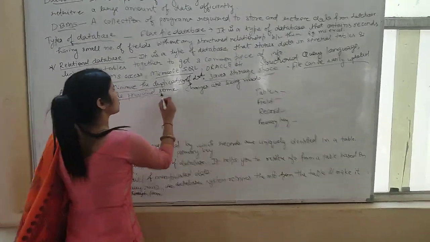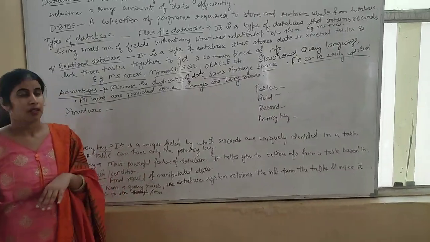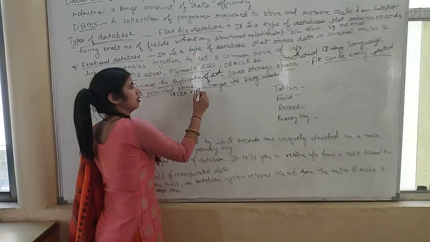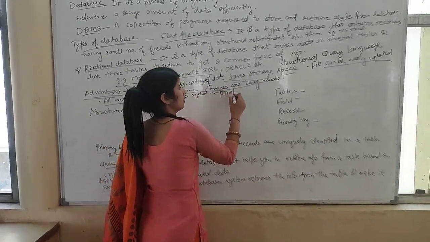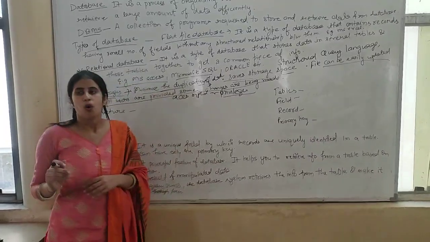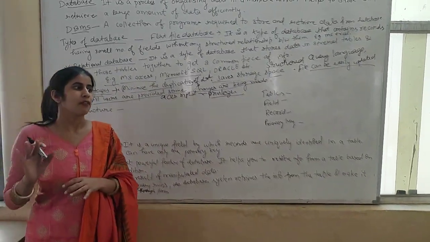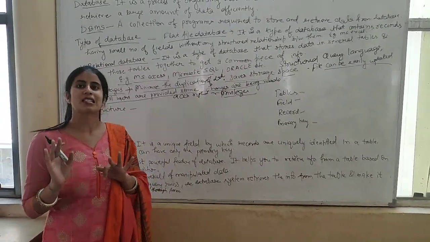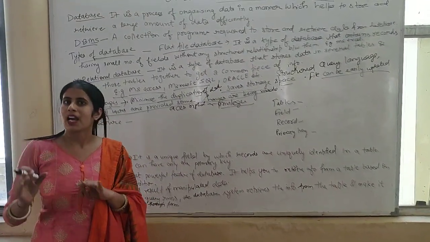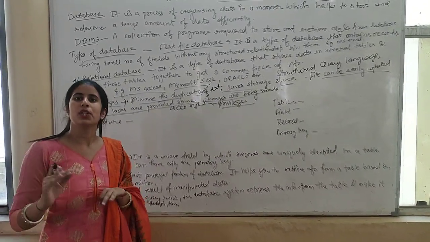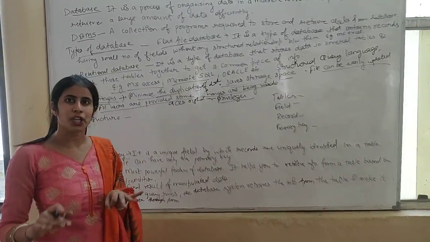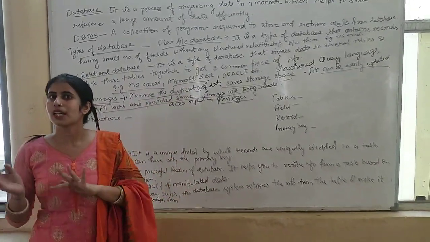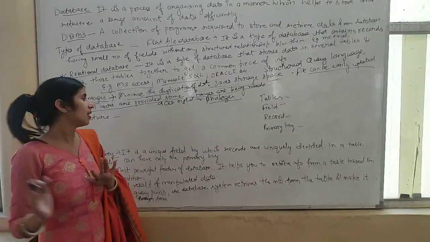Next is all users are provided some access right or privilege. It means not every user has access to the data. Some are not able to access the data. Some have authority to access the data. Some have authority to change the data. In this way it works. Every user has different access rights.